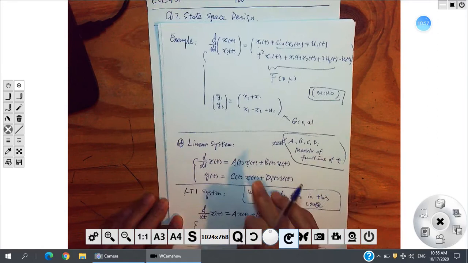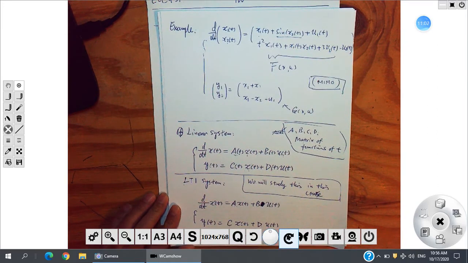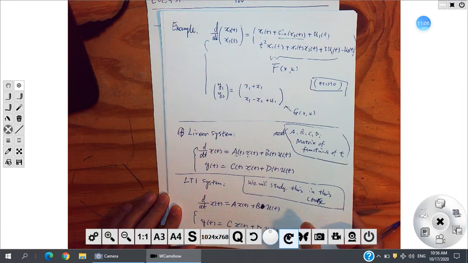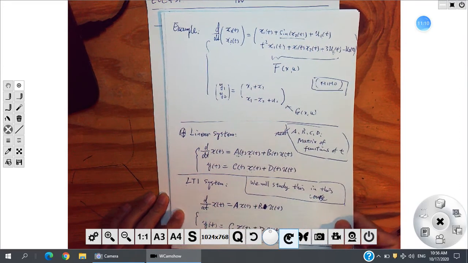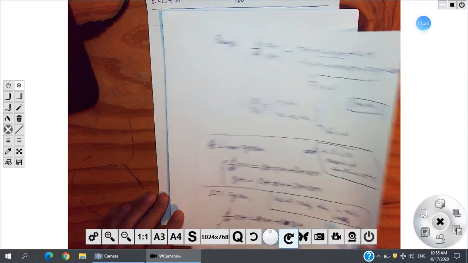For linear systems, we have another class, just called linear system. That is ECE 550, yeah, ECE 451. That is about linear systems. More generally, A, B, C, D might change. So maybe time invariant, maybe time variant.